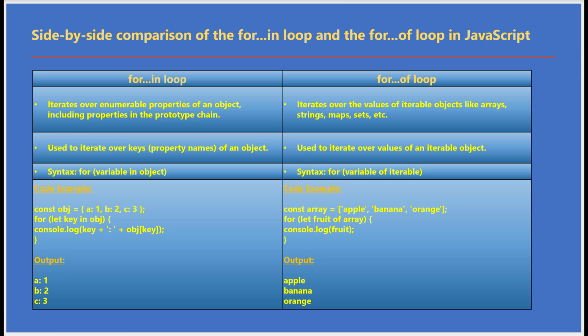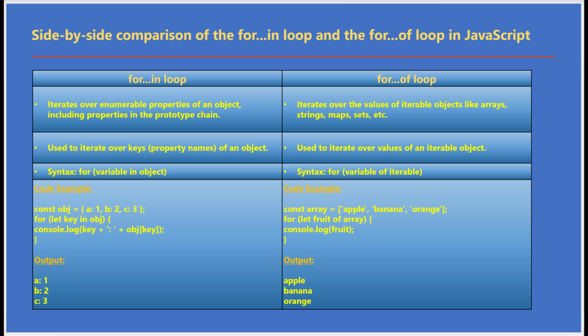What this means is, if an object has properties that can be counted or listed out, the for in loop will go through each one of them. The syntax for this type of loop is for, variable in object. Here's an example for clarity. Consider an object with properties A, B, and C, each with their own values. Using the for in loop, we can iterate over each property or key, and log both the key and its corresponding value. The output would look something like this: A1, B2, C3.